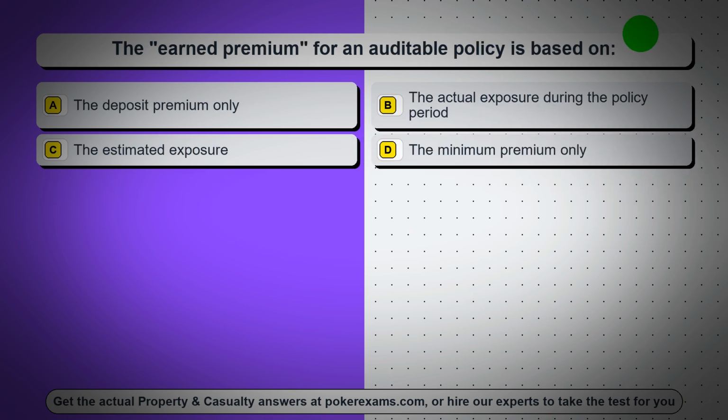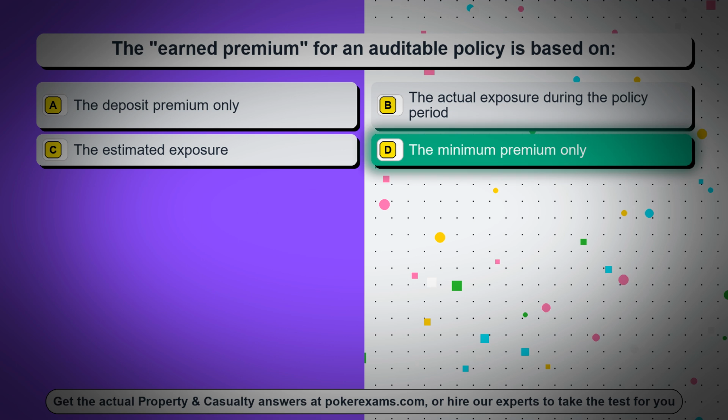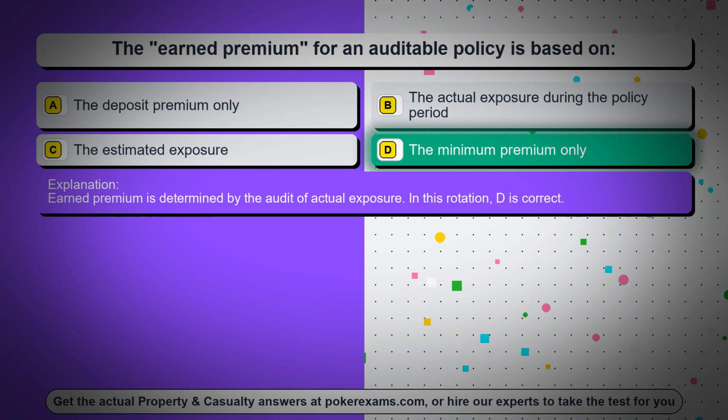Question 66. The earned premium for an auditable policy is based on: Option A, the deposit premium only. Option B, the actual exposure during the policy period. Option C, the estimated exposure. Option D, the minimum premium only. The correct answer is option D, the minimum premium only. Earned premium is determined by the audit of actual exposure. In this rotation, D is correct.